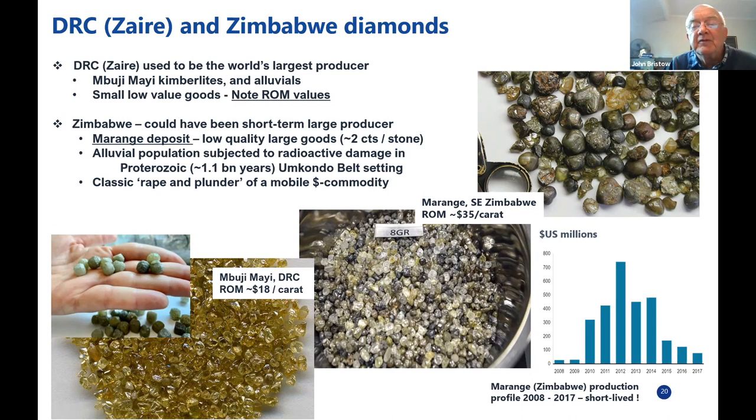And most of these diamonds, because they sat in a very old sedimentary environment in the Mukondo Belt in southeast Zimbabwe, were damaged by radioactive solutions migrating through the conglomerates and the rocks they were sitting in. And those diamonds are like that, they're rounded, they have a coating, and they're typically very black, and they don't look too exciting. It's all due to radiation damage over that 1,000 million years. You do get some better quality stones, as we see there in the middle after they've been cleaned.